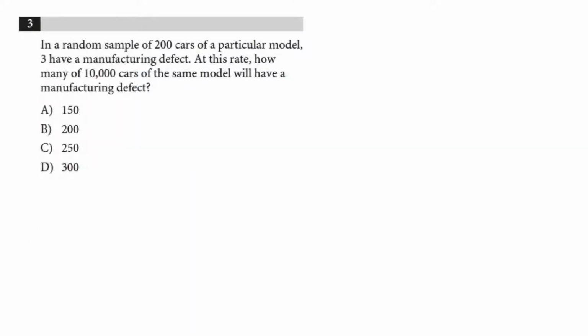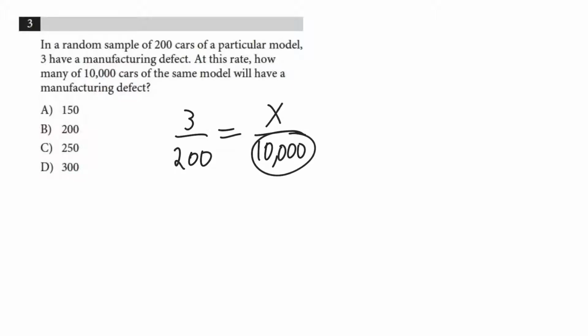3. In a random sample of 200 cars of a particular model, 3 have a manufacturing defect. At this rate, how many of 10,000 cars of the same model will have a manufacturing defect? Okay, so 3 out of 200 have a defect. So we want to know how many have a defect out of 10,000? To solve this, we just need to multiply both sides by 10,000.